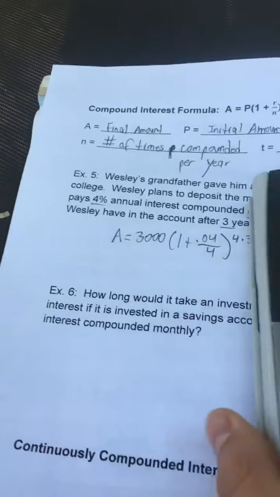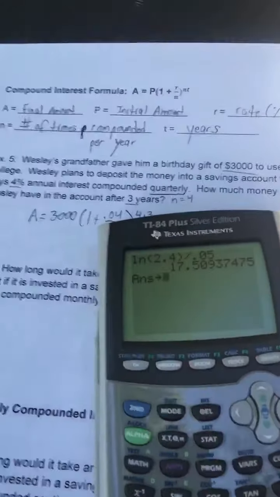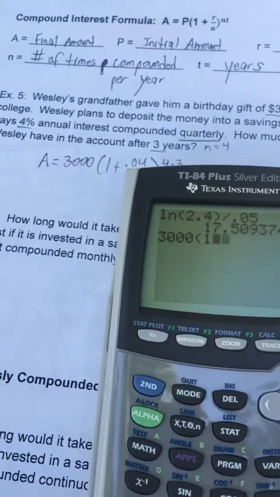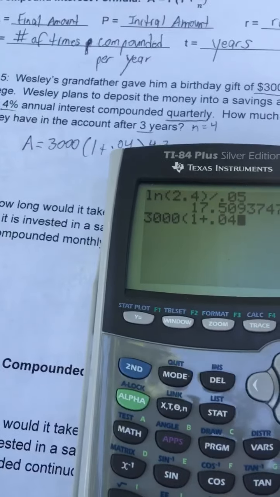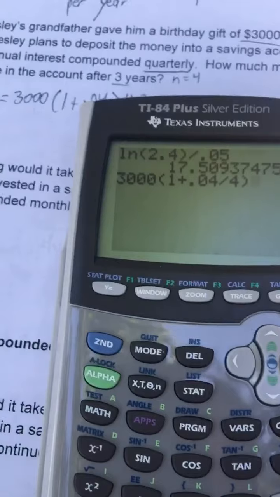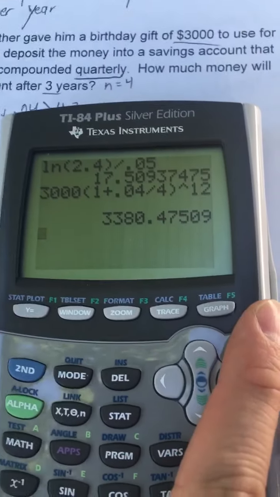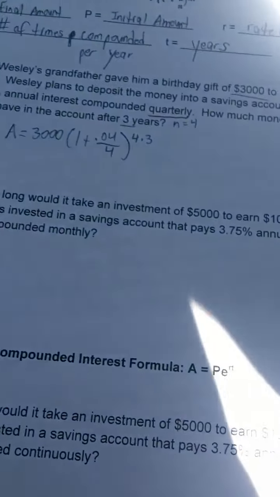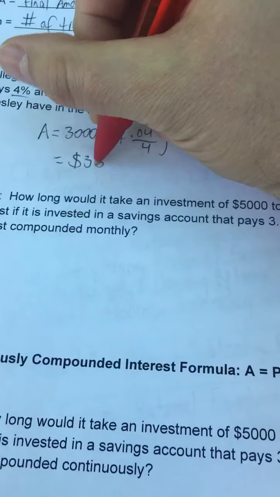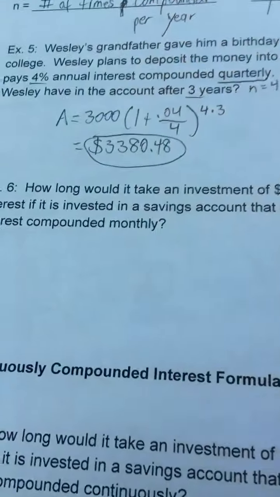Just type that in your calculator. I can do this, I promise. 3,000 parentheses 1 plus 0.04 divided by 4. Close the parentheses, exponent 4 times 3, which is just 12. So he's going to have $3,380.48. All right, nothing new there.